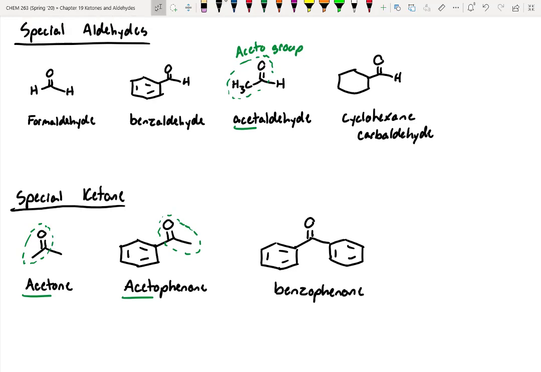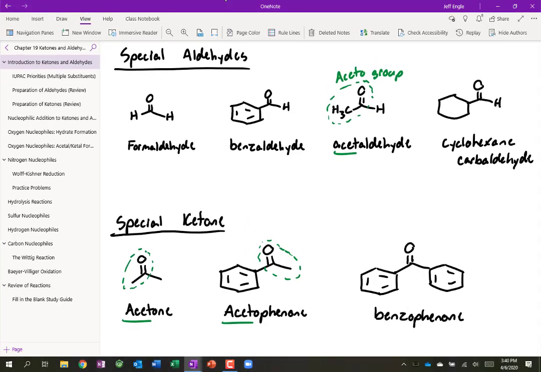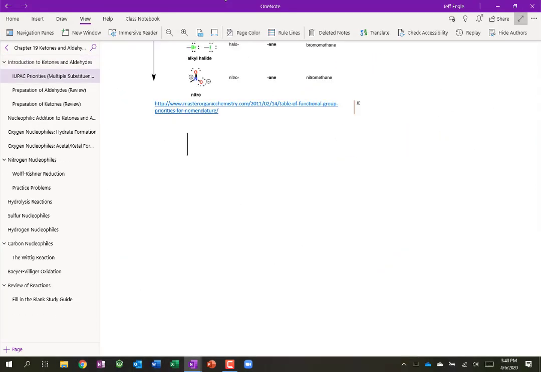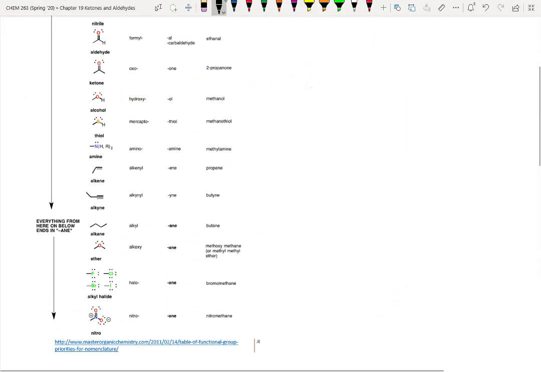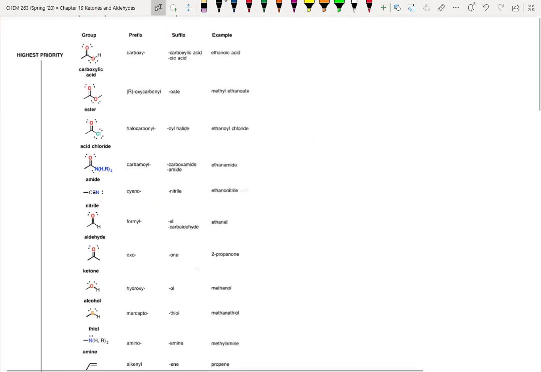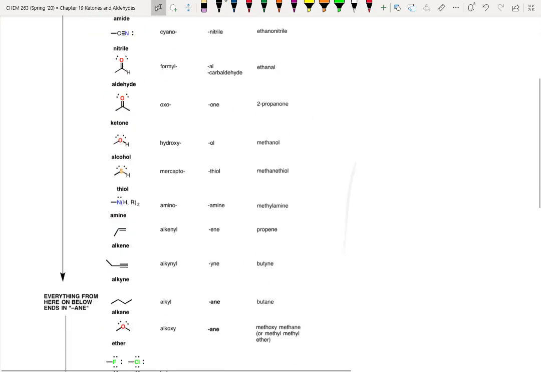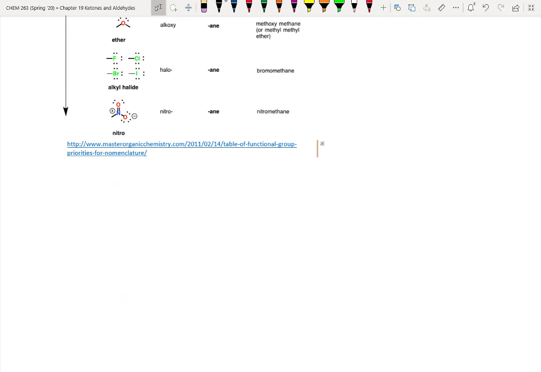All right, so here's a brief introduction. However, like I said, things get a little bit tricky if we have more complicated molecules. So let's take a look at IUPAC priorities if we have more than one functional group. I really liked this list. This list was pulled directly from masterorganicchemistry.com, so I'd encourage you to check out his website. He's got a bunch of really quick tutorials for how to name.